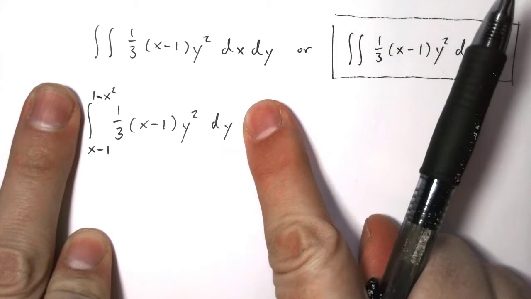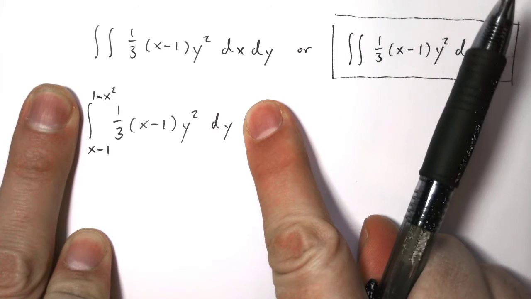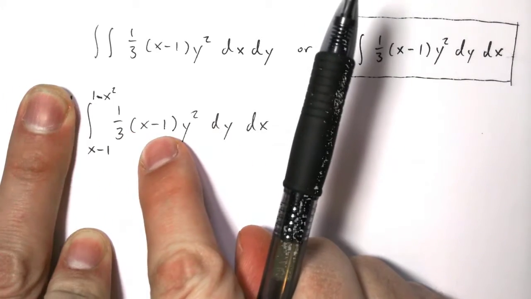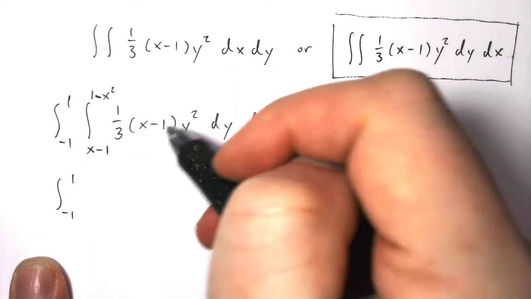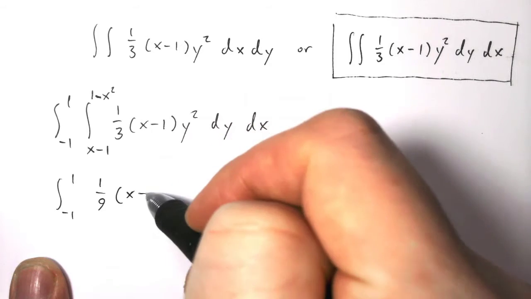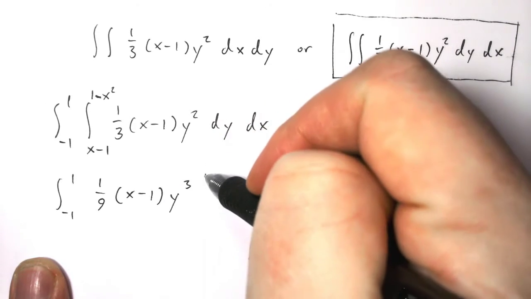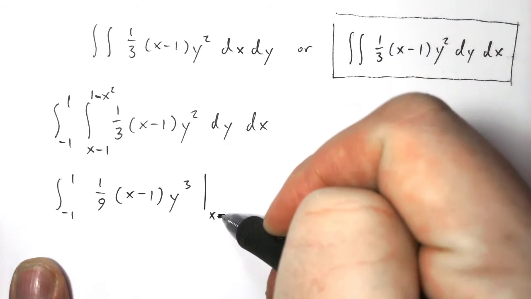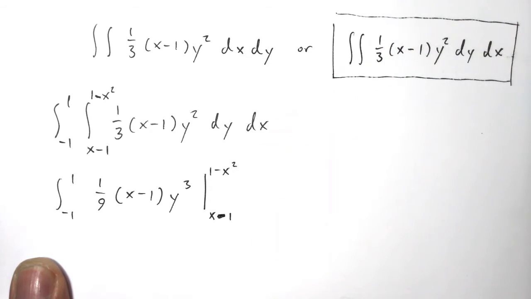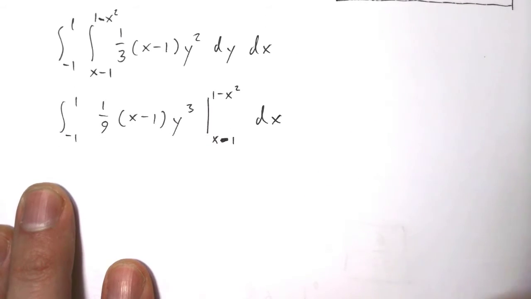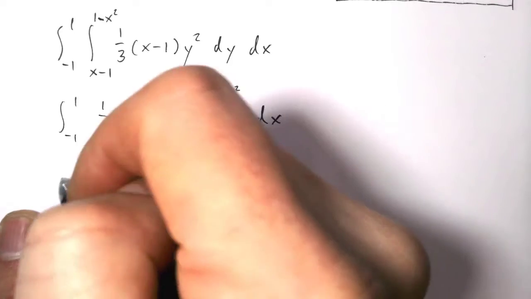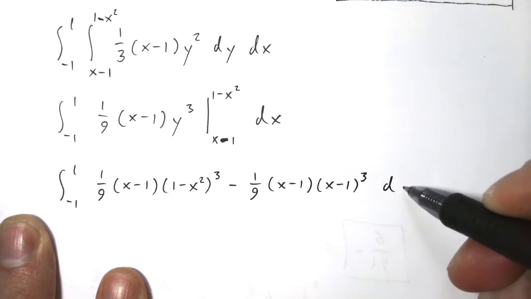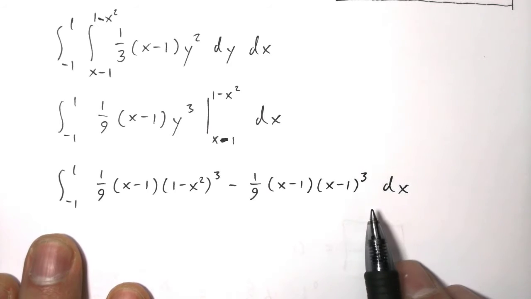Okay, so to do the inner integral, we're going to antidifferentiate with respect to y, treating x as a constant. That means all this stuff out here is a constant. So I just antidifferentiate the y part, and what do I get? I get 1/9 (x minus 1) y cubed. And I'm going to evaluate this from x minus 1 to 1 minus x squared. And then I'll do my x integral. So I'm going to plug in this for y and then subtract what I get when I plug in this for y.